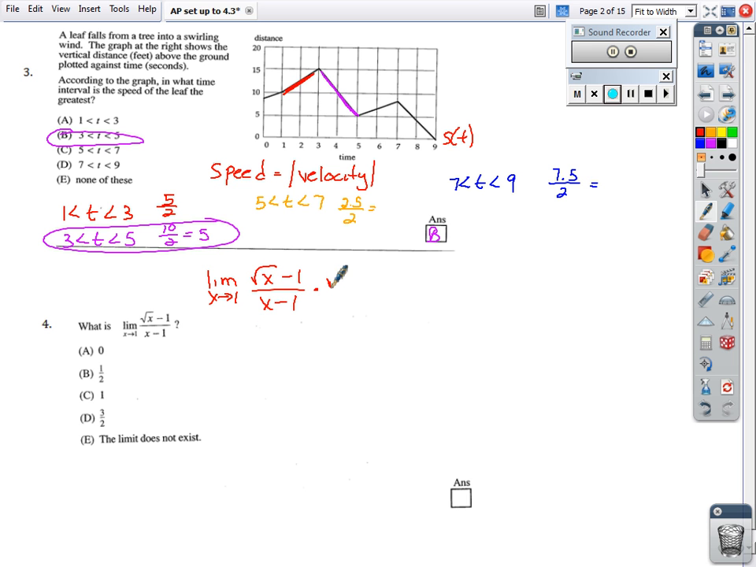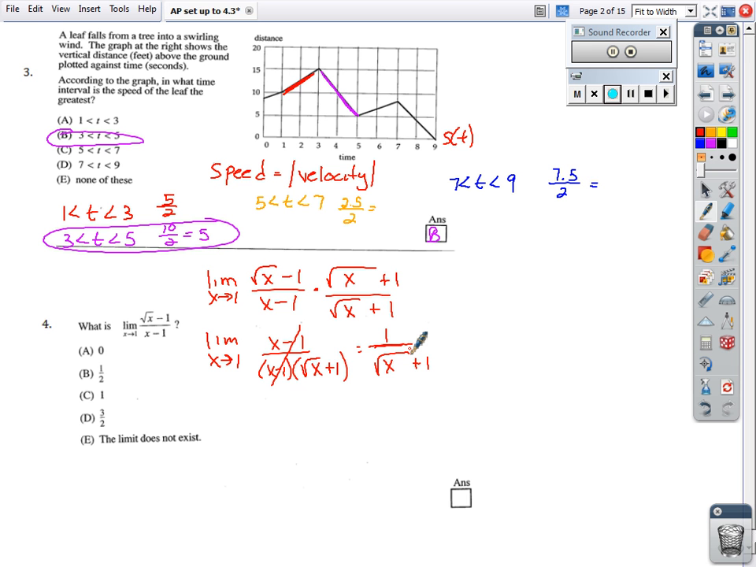So we're going to multiply top and bottom by the square root of x plus 1 over the square root of x plus 1. So the limit as x approaches 1, we're going to do a little distributing here, so it's going to be x minus 1 in the numerator, the middle terms cancel out, and the denominator is just going to be x minus 1 times the quantity of the square root of x plus 1. Simplify, the x minus 1s can cancel out, so now we're going to do the limit as x approaches 1 of the square root of x plus 1.